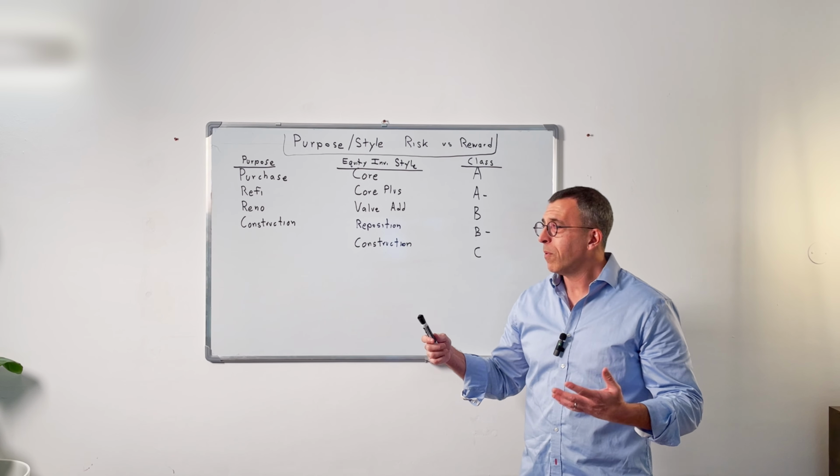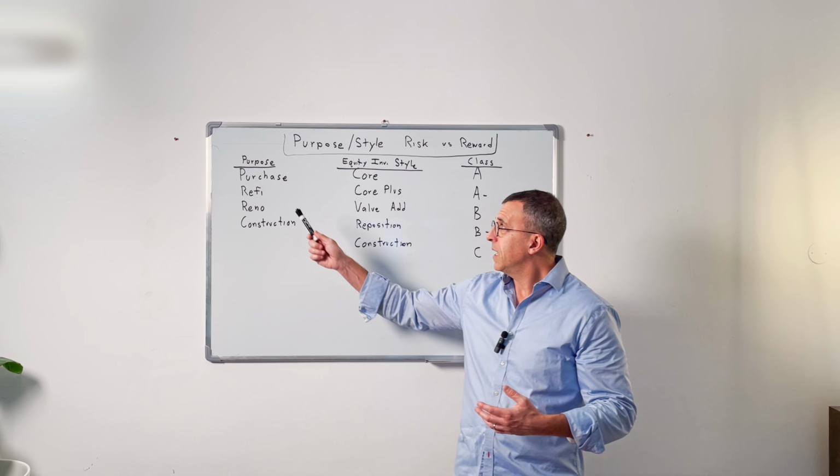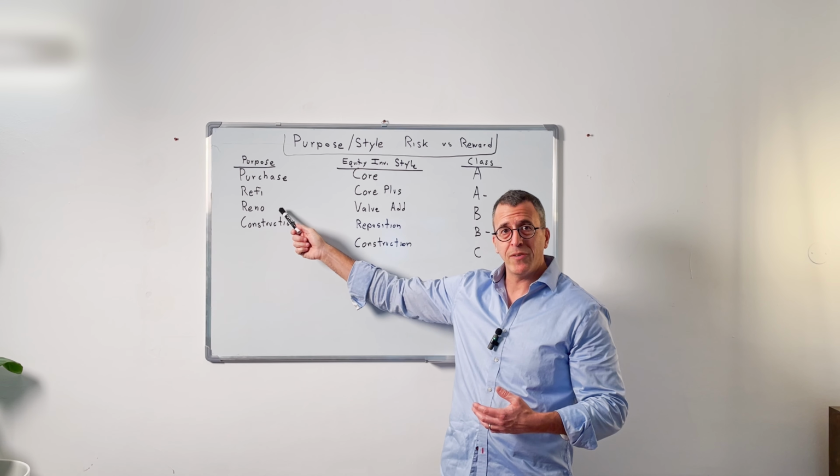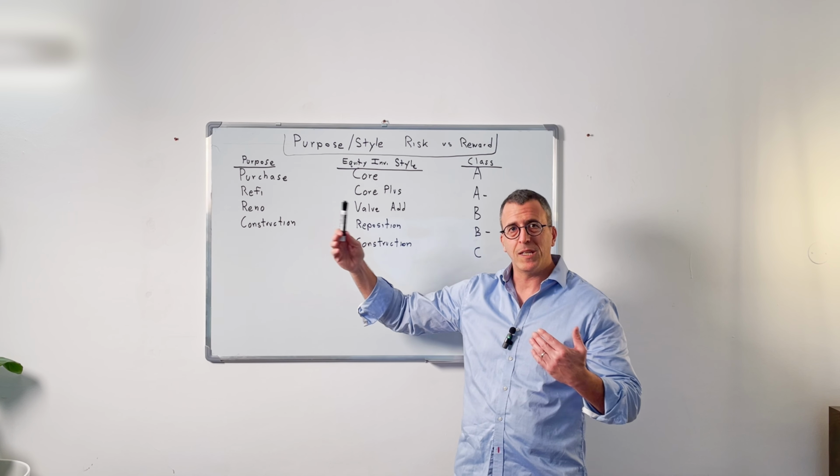First, I just want to review the universe we're talking about. A loan or property could have a couple of different purposes. It could be a purchase. It could be a refinance of an existing loan. It could be a renovation of a property, and that renovation is obviously a wide spectrum of different things.